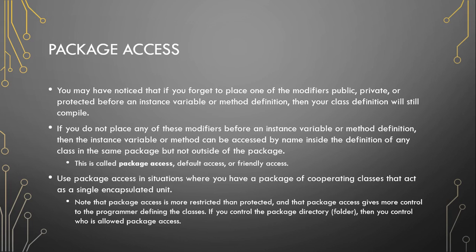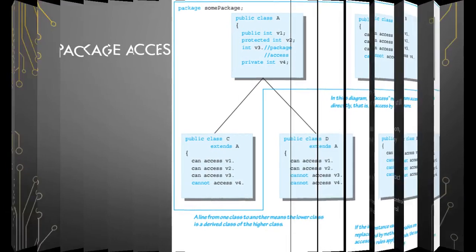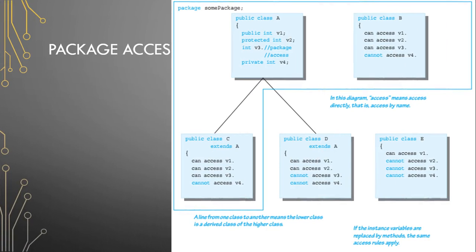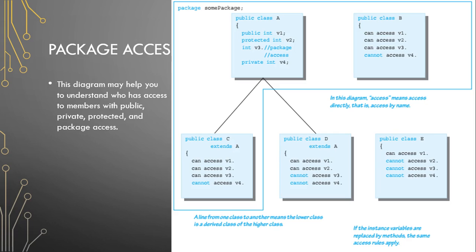If you control the package directory or folder, then you control who's allowed into your package access. And that's the reason why package access is a little bit more strict, because it has to do with directory control. All right, so let's just quick segue here to a quick diagram to give some illustration. This may help you understand who has access to members with public, private, protected, or package access.